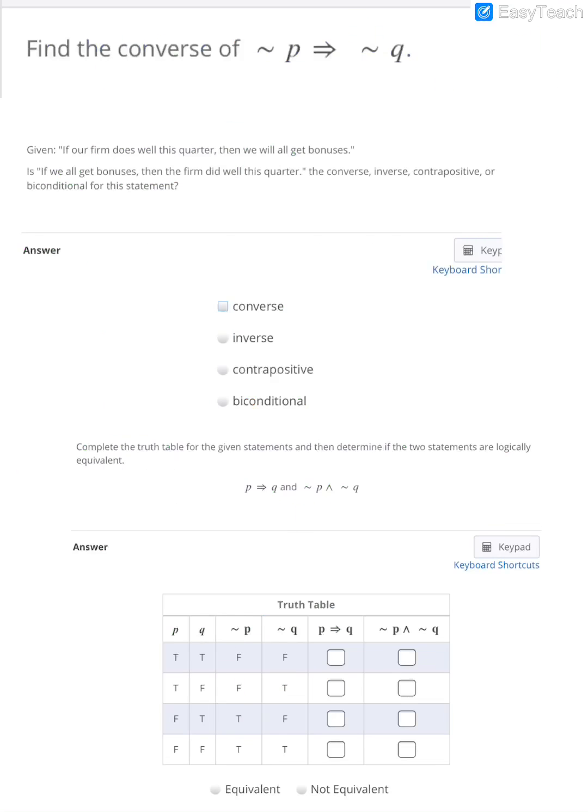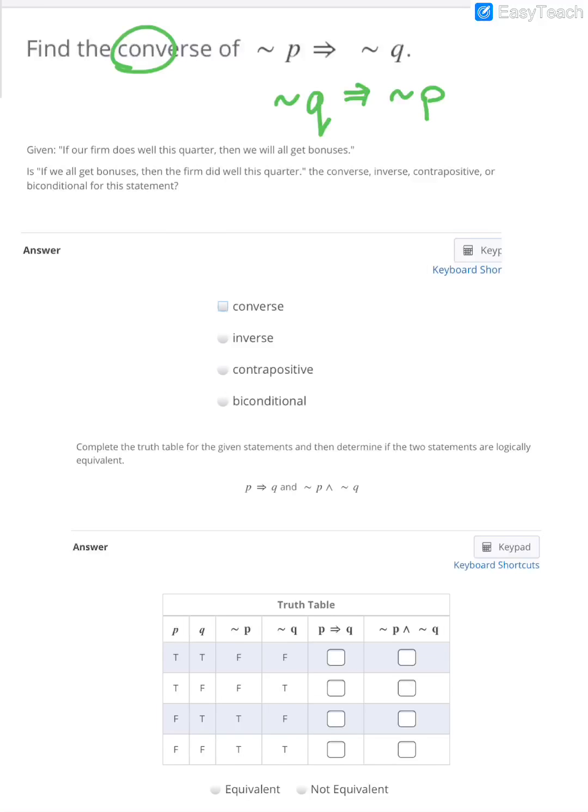On my next example, it asked me to find the converse of this statement. So remember, converse, con means to switch around. That means the negation of Q will come to the front, and the negation of P will go to the back. It simply switches it around.